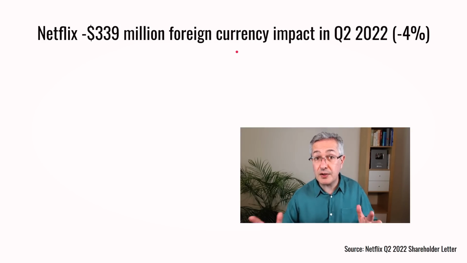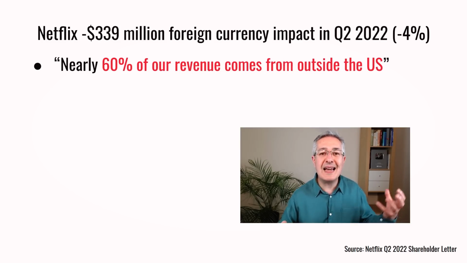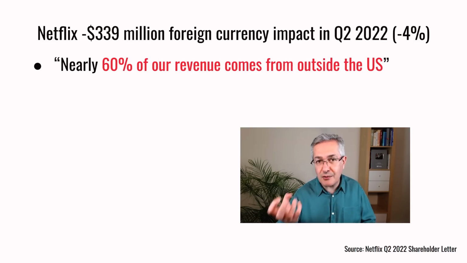If we look at the year-on-year growth, it's dropped that revenue by $339 million. And that impact is 4% of their total revenue. And they go on to outline the reasons for that impact. Primarily, it's because 60% of the company's revenue comes from outside the US. Now, if the costs of the company were also denominated outside the US, that wouldn't be such a problem because those costs would also go down alongside the revenue.